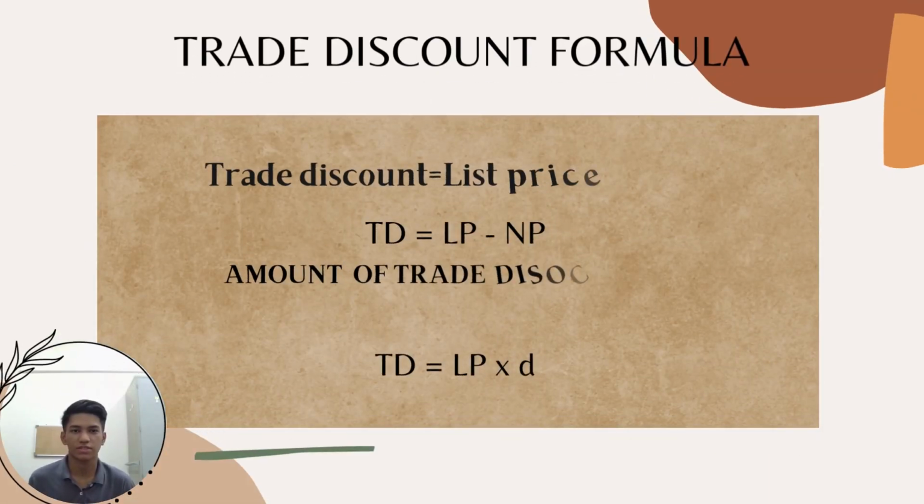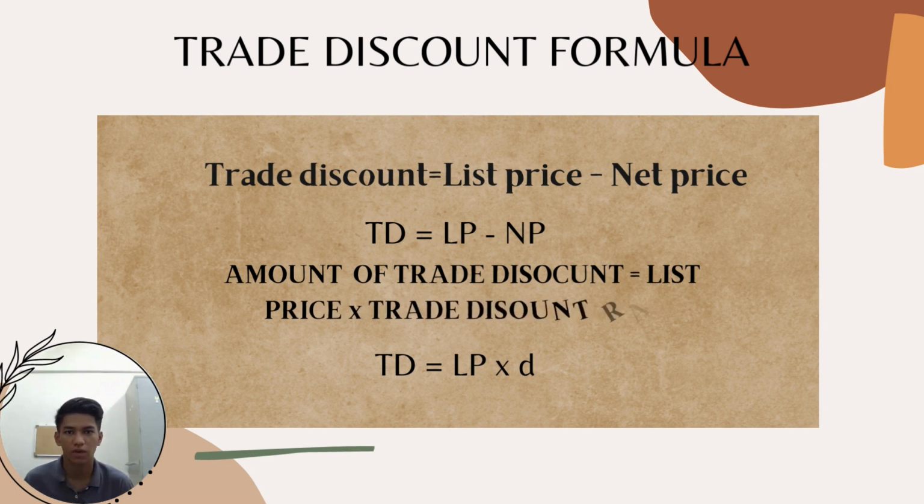For the trade discount formula, first we have trade discount equals list price minus net price, which is TD = LP - NP. Second, we have the amount of trade discount equals list price multiplied by the trade discount rate, which is TD = LP × T.